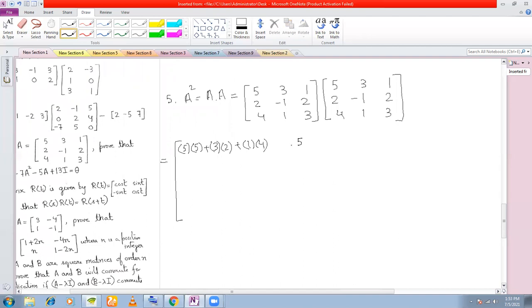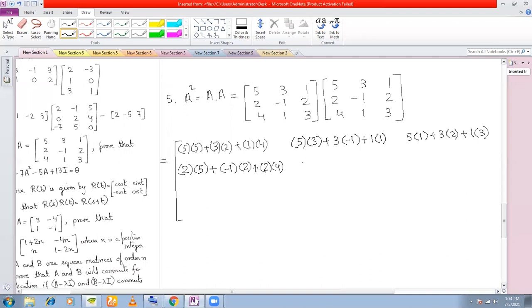So you get 5 into 3 plus 3 into minus 1 plus 1 into 1. Next, first row with the third column. Write it in the 1, 3 position. So 5 into 1 plus 3 into 2 plus 1 into 3. Right? Next, multiply the second row with the first column. Write it in the 2, 1 position. So 2 into 5 plus minus 1 into 2. Keep an eye on the second row and the first column only. Plus 2 into 4.